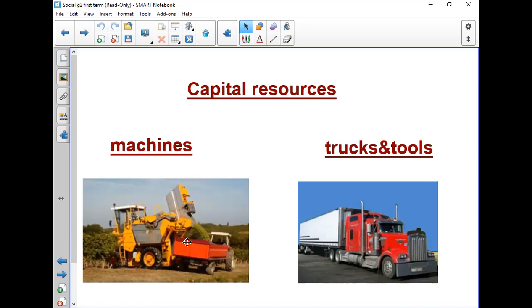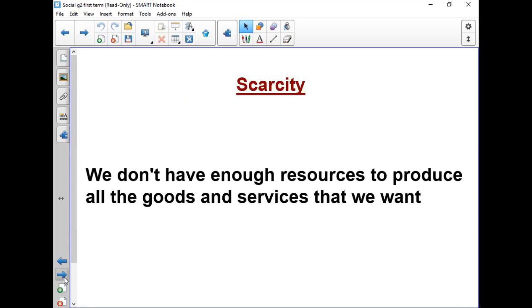Okay, please, I want you to differentiate between the three types of resources because they are very important. And of course, they will come in the quiz and the term exam, so you have to memorize them. What about the last point that we will cover in this lesson? The word scarcity. What is it? What is the meaning of scarcity?